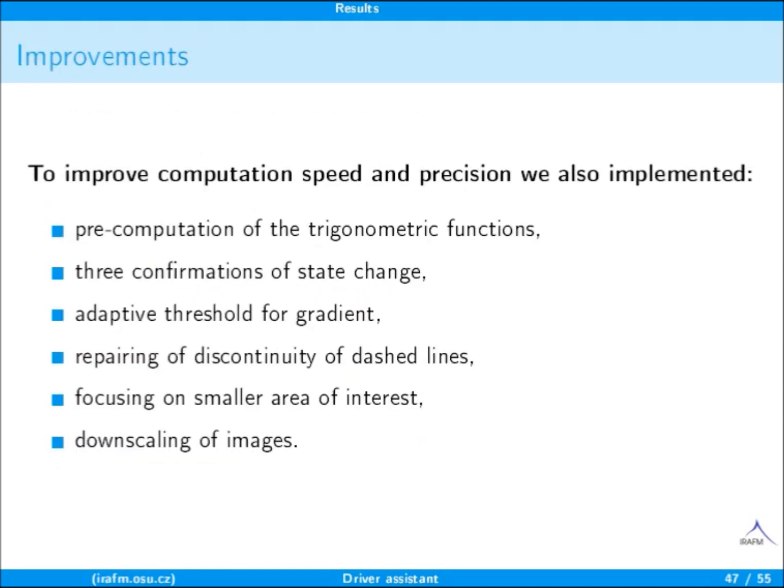Furthermore, we can improve our algorithm to be faster and more accurate. In the Hough algorithm, we use trigonometric functions. We can pre-compute their values to make the algorithm faster. To make the algorithm more accurate, we display a warning after confirmation of 3 consecutive images. Also, we can focus on a smaller area, make the threshold adaptive, we can downscale images, etc.